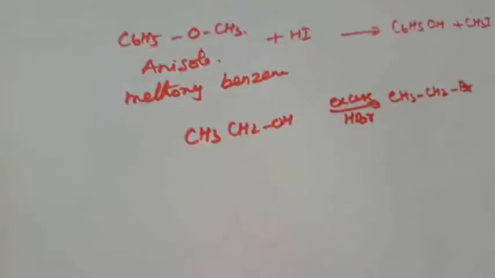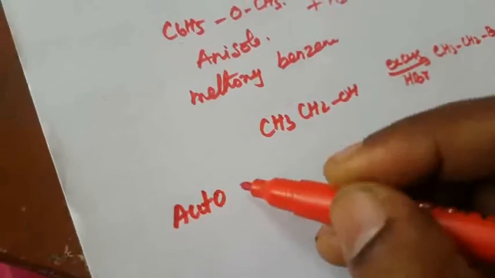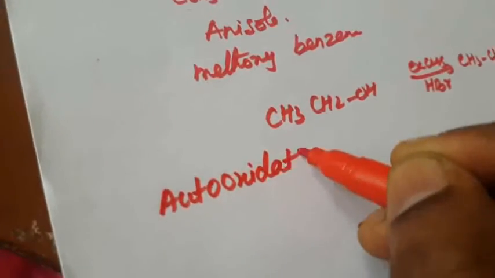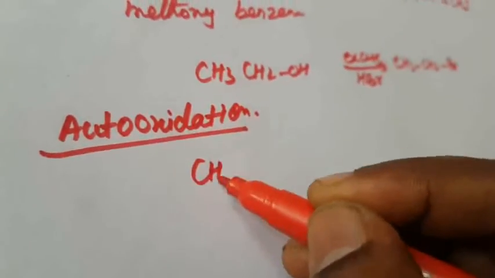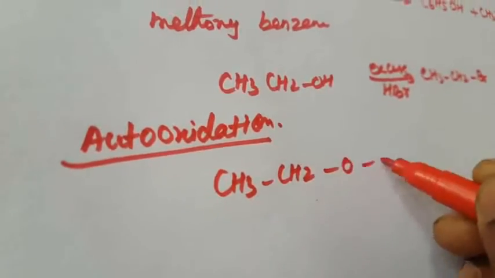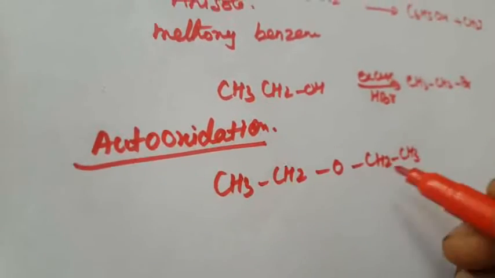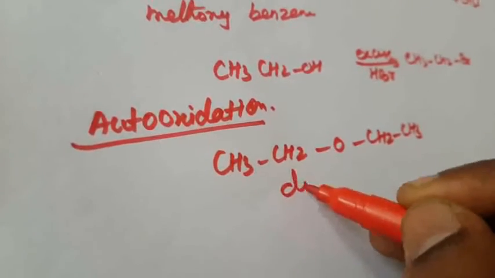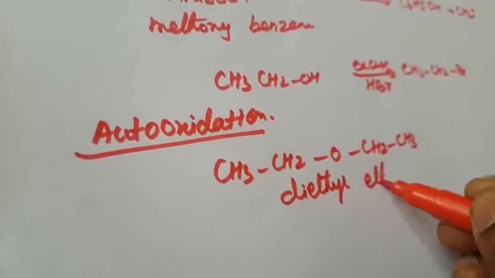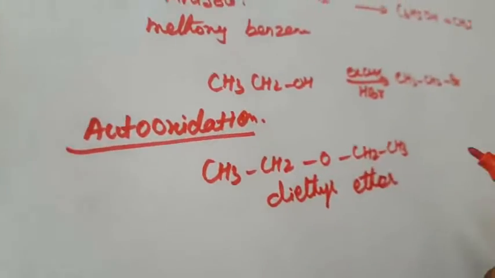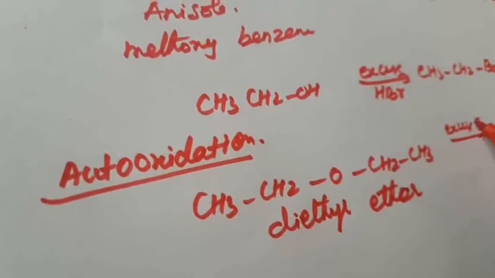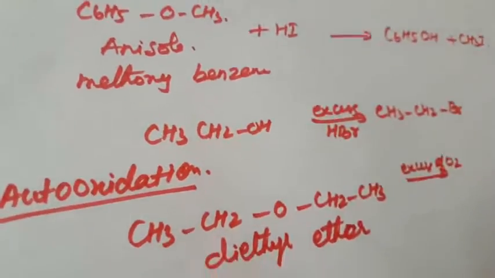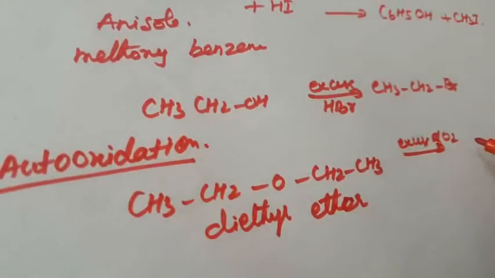Next one is auto-oxidation of ether. What is meant by auto-oxidation? Oxidation happens automatically without adding any chemical. That is called auto-oxidation. Here CH3CH2OCH2CH3, what is this compound name? Diethyl ether, or ethoxyethane. With excess of oxygen, auto-oxidation is a slow reaction. What will happen? A peroxide compound will be formed.